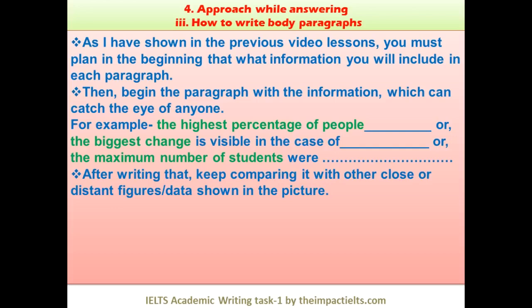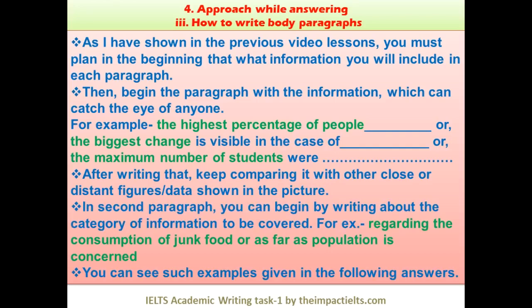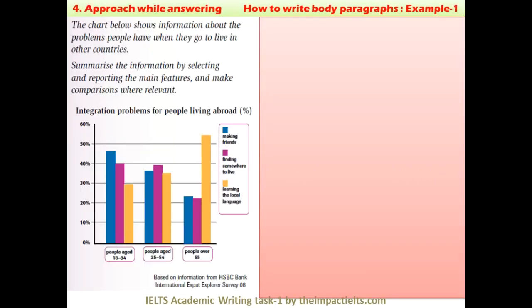And the second paragraph, you will start with some sort of hint of what exactly you're going to include in the second paragraph. So for example, regarding the consumption of junk food as far as population is concerned, or you're talking about something after that. If you're talking about stages, if you're talking about development, then you can say the next development is about, so that way, right? So let's try to see with one example. I hope we will try to understand that. The first question, if you can recall, is a line graph.